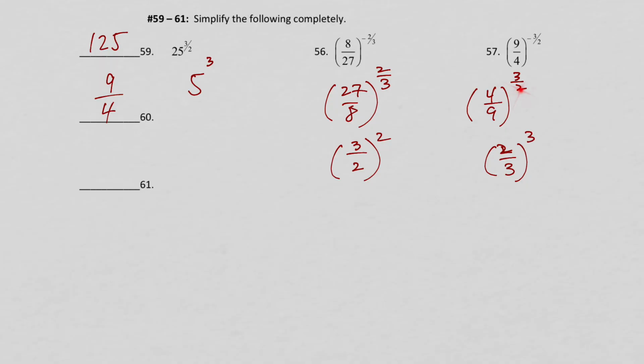And now that we took care of this, we just have the exponent left. 2 cubed is 8, 3 cubed is 27.